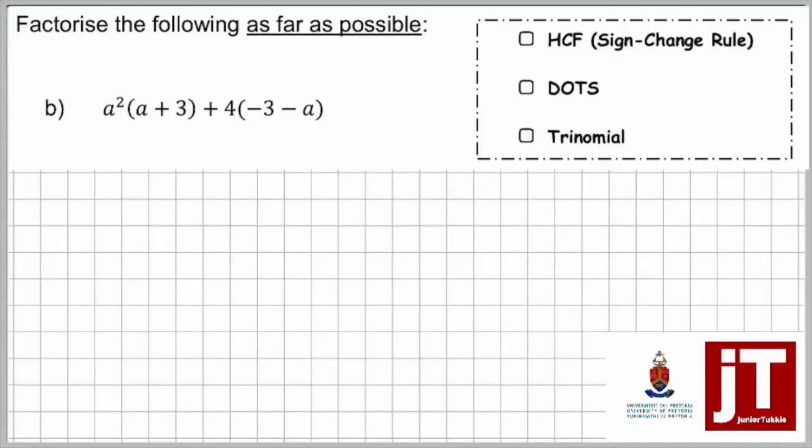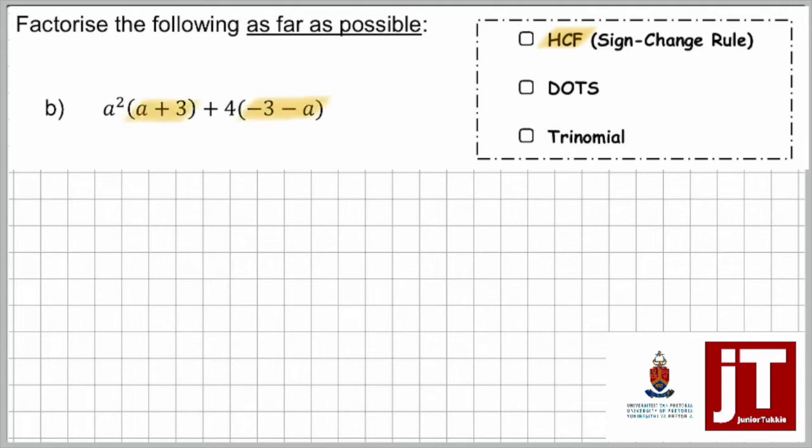Question B requires us to factorize the expression that you can see displayed on your screen. As always, we start off with the highest common factor. I'm sure you're very tired of me saying this, but it's so important, and very often learners forget about it. Now, if you look at that expression, it looks as though there's no highest common factor at all.